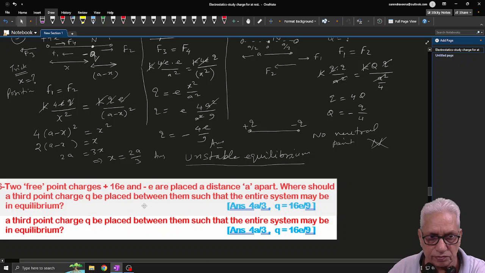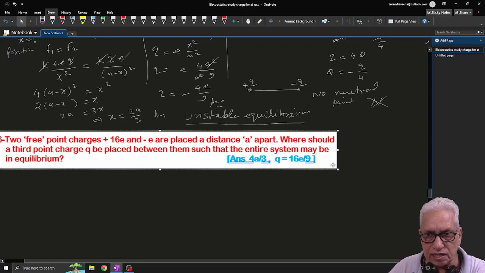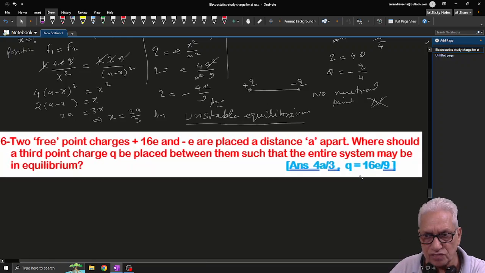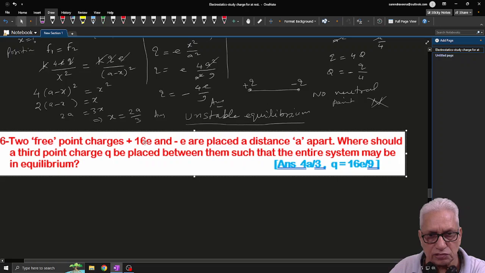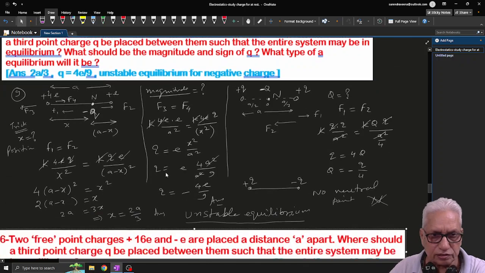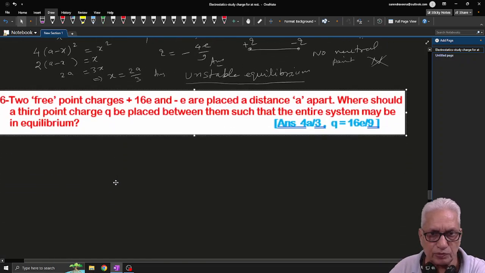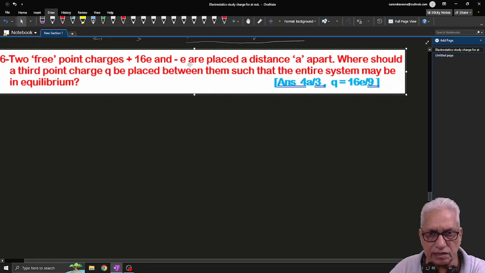Again, there is a question here. If we take, say, different charges, here positive and negative. In the previous case, we had taken both positive. So the neutral point was coming in between, on the line joining. But suppose it is, say, positive and negative, the neutral point is definitely coming, but outward, not in between.